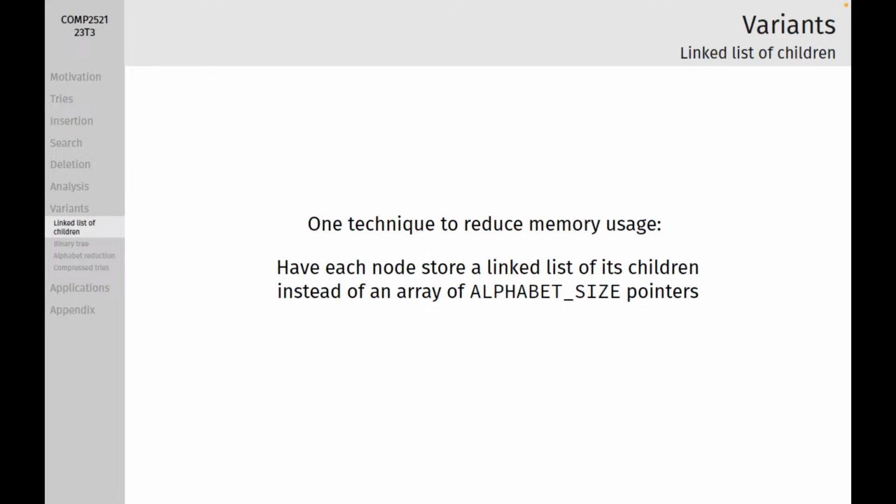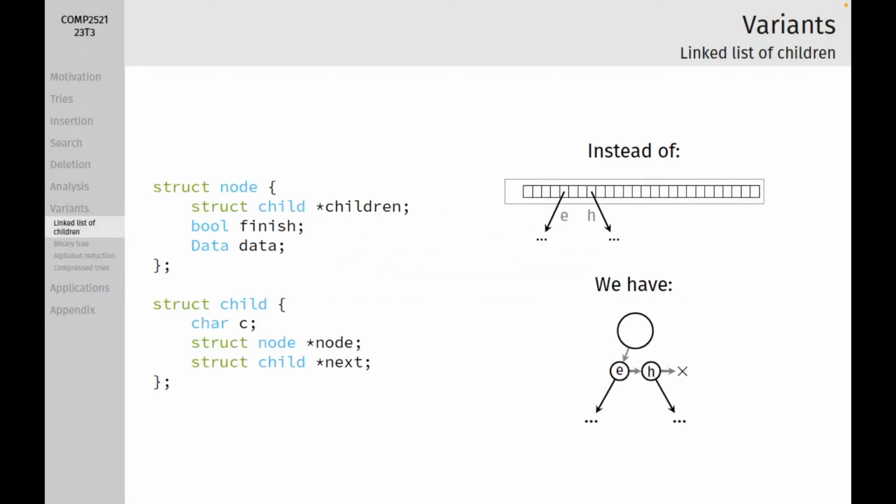All right, so let's look at the first variation. One technique is to have each node store a linked list of its children instead of an array of pointers. Here is the concrete representation. We have our trie node, and each trie node contains a pointer to a linked list. I've called each of these linked list nodes struct child. Each trie node also contains a Boolean to indicate whether it's a finishing node or not, and some data.